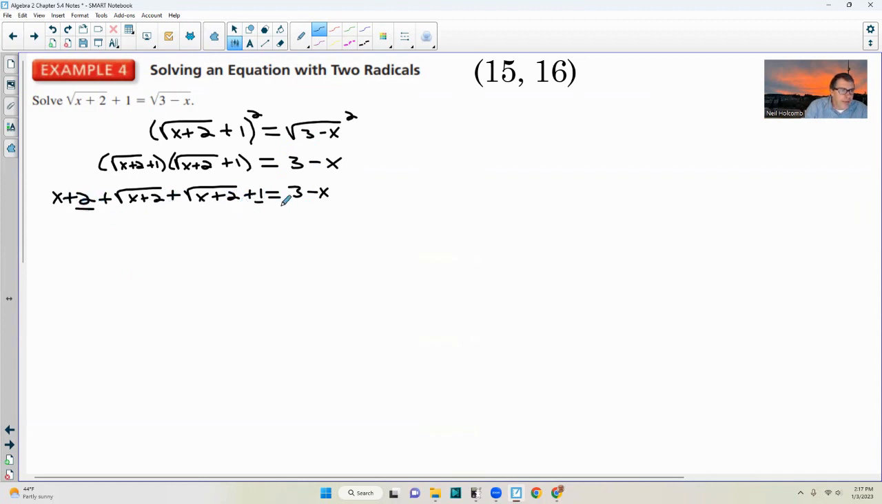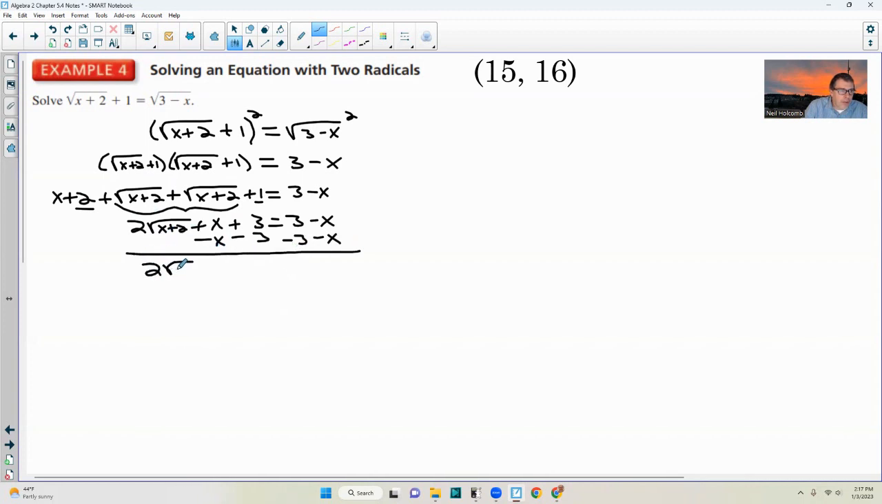I have a 2 and I have a 1. I will rewrite that as 3. I have an x that's not in a radical, so I'll put that there. And square root of x plus 2 plus another square root of x plus 2 is 2 square root x plus 2. So these two got added to give us 2 times that. Plus x is right there, and 2 plus 1 is 3. I just simplified the left, and now I'm going to subtract 3 from both sides and subtract x because I'm isolating my radical. So minus 3 minus x, and that is going to give me 2 square root x plus 2.